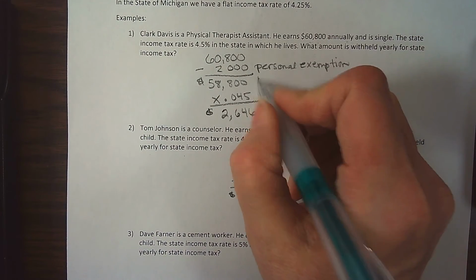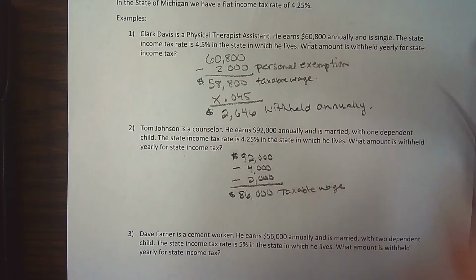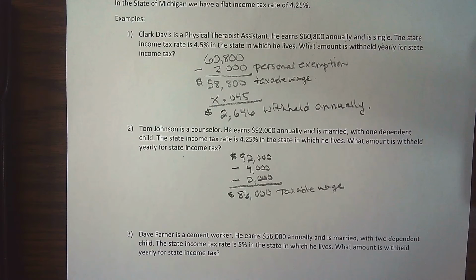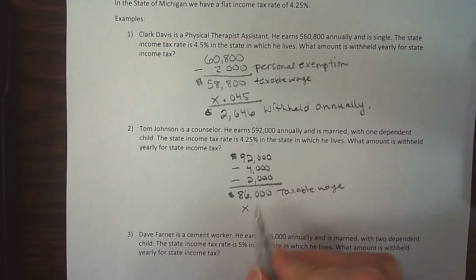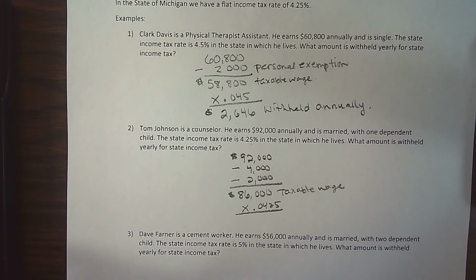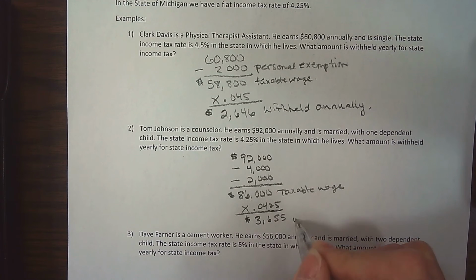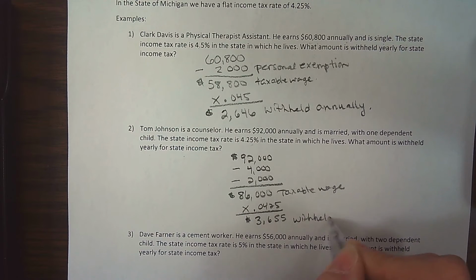I didn't label that here. Maybe you want to label as well. Taxable wage right here once we subtract those personal exemptions. All right, from that point, I'm going to multiply by our tax rate expressed as a decimal, and that gives me $3,655, but again, that's withheld annually.